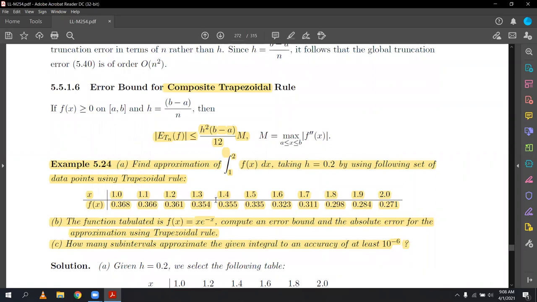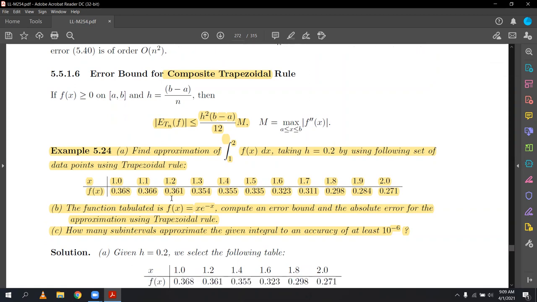They're very good examples, this one. It says: find the approximation of this integral with this h by using this table. So the first thing you have to do is select the points according to the step size, or step length, which is 0.2. So we have to select what? 1.2, 1.4, 1.6, 1.8, and 2 we have here.